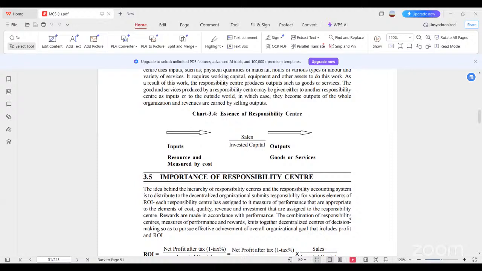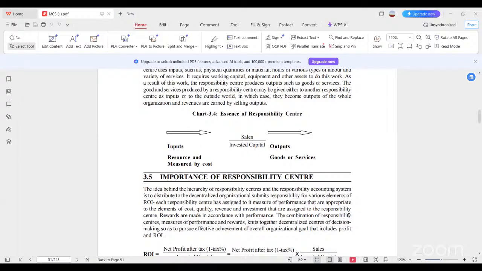Now, what are the inputs that are used by your responsibility center? Your physical input, okay? Then you have your human input, you have your services. Apart from this, financial resources. Physical inputs are nothing but your raw materials, your components. Human inputs are your labor, labor hours, managerial time. Okay. Services are your logistic services or maintenance services or your IT services. And financial resources, your working capital, equipment, machinery, and other assets.